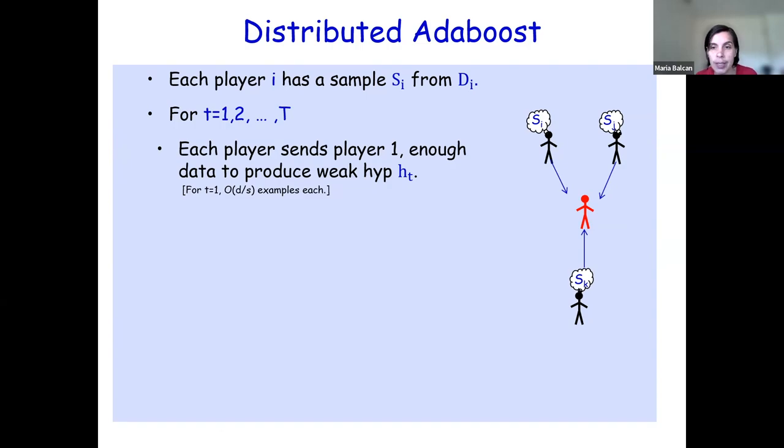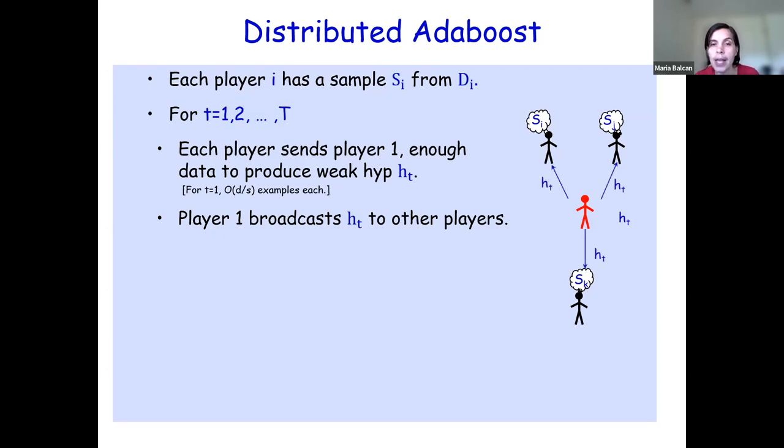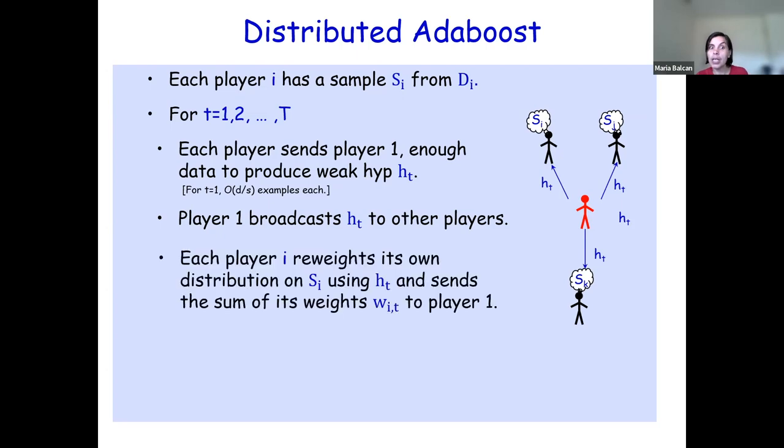So in each round, each player sends enough data to player one so that player one can produce a weak hypothesis. Then player one does the computation, gets the weak hypothesis in that round, and broadcasts it to the other players. And now the key point is that, using this weak hypothesis, each player can reweight its own distribution on its own samples. Remember the property of AdaBoost, right?